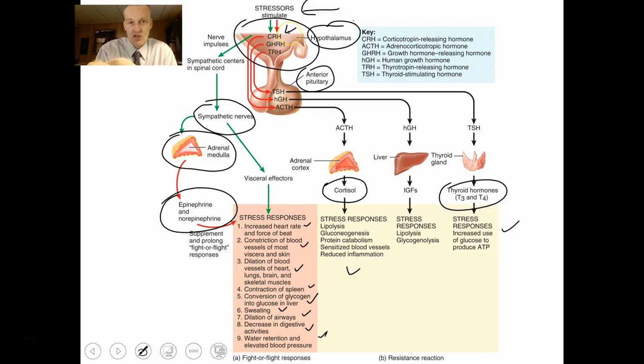You can see all these releasing hormones that are released. They cause the anterior pituitary to release various hormones so that we can get cortisol. This is growth hormone. It's releasing various growth hormone response hormones, and then thyroid stimulating hormone that releases the thyroid hormones.